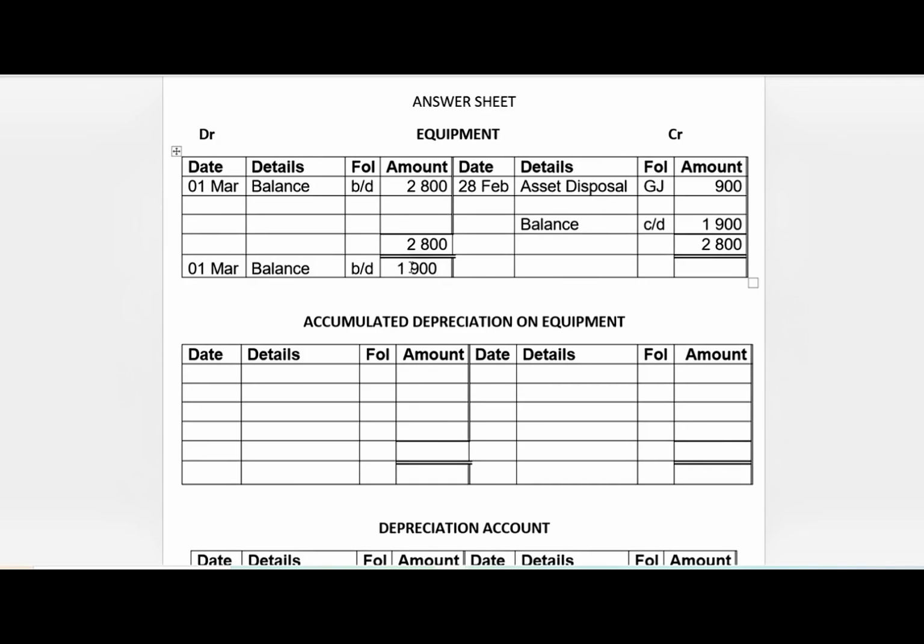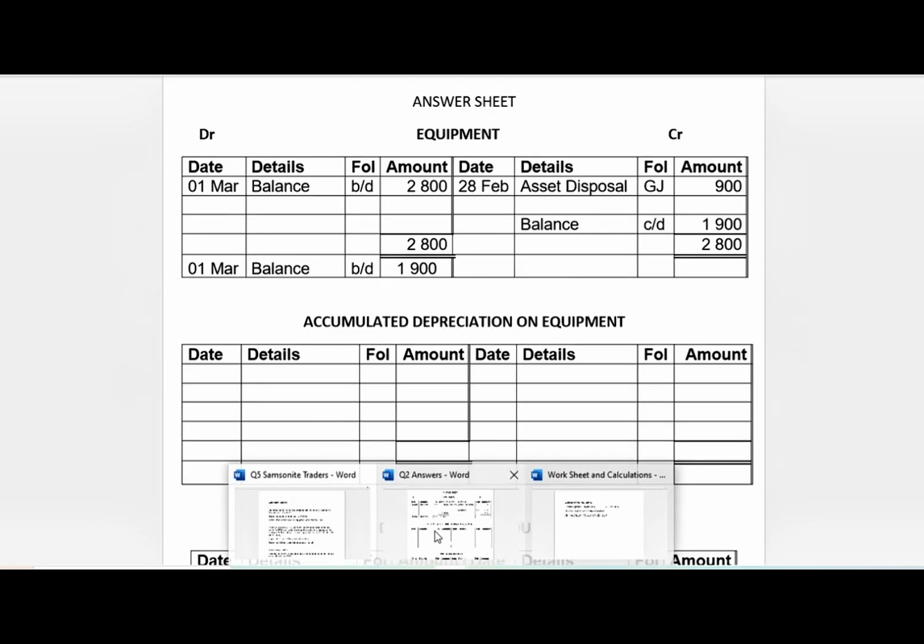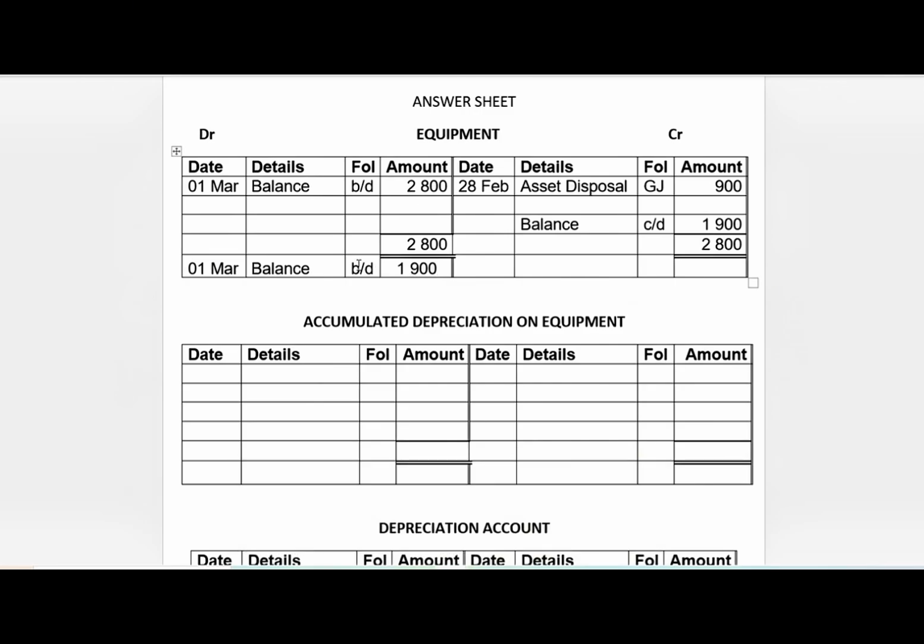So when they say in the question, you prepare the following accounts and properly balanced, it's also part of indicating the opening balance of the following year, right? It's important. So this equipment account right here is properly balanced, and we are done with the equipment account, the asset account, right?